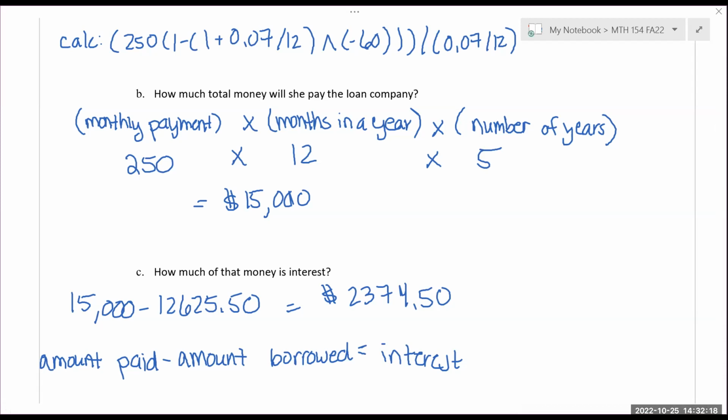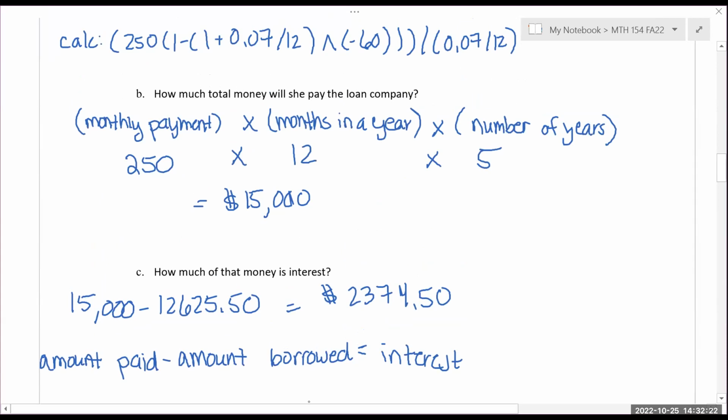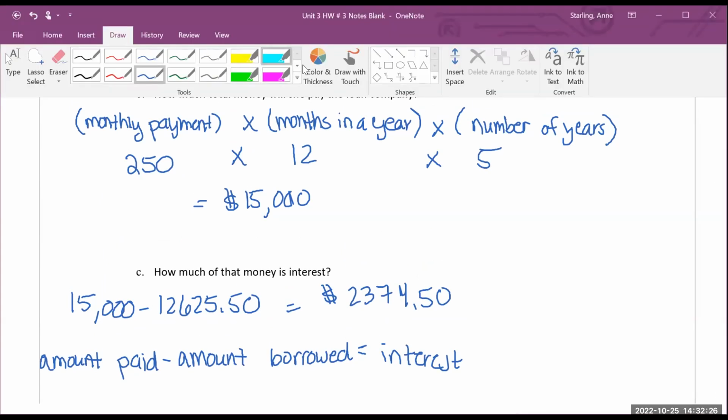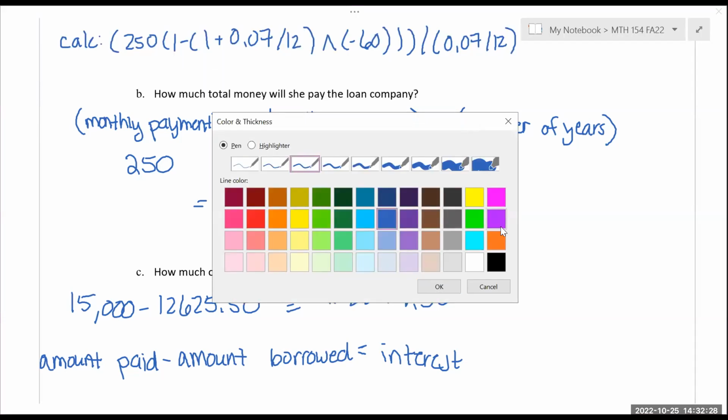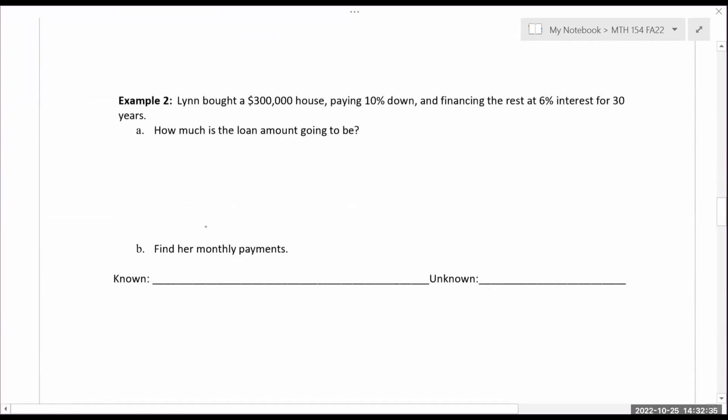Example 2, make sure you're trying it before I go over it all. Pause if you still need to see this one. Okay. All right, Lynn buys a $300,000 home, pays 10% down, finances the rest for 30 years. What's the loan going to be?